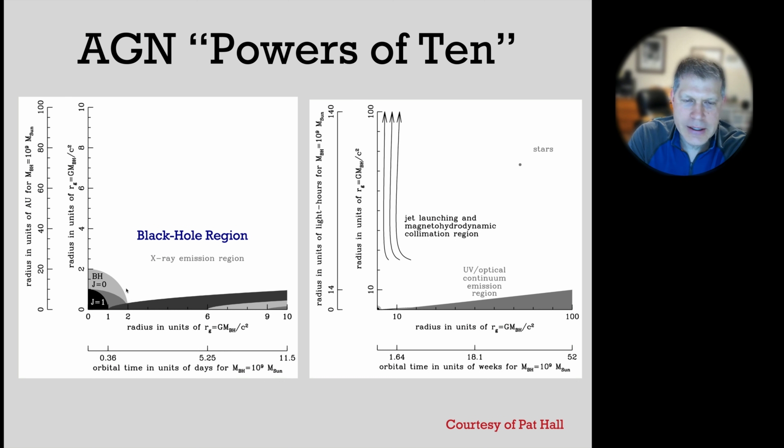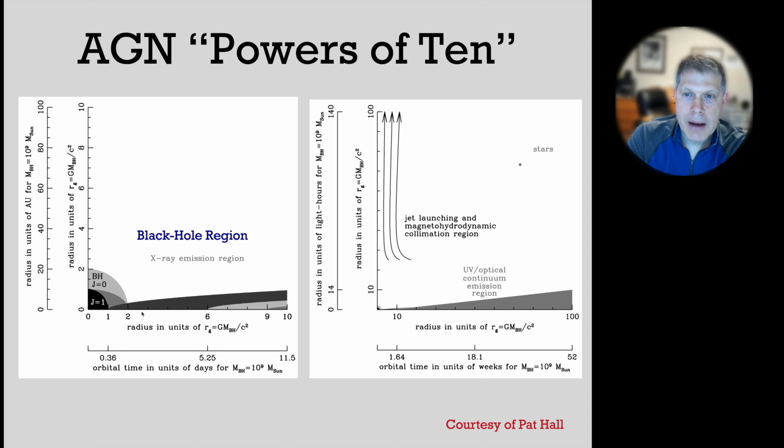And Pat has also very nicely here, I'll just point out, shown different spin cases of black holes, and each one with the corresponding shading has its corresponding innermost stable circular orbit shown. So again, for a non-spinning black hole, which goes out to 2 gravitational radii, the disk truncates at 6 gravitational radii, whereas for a maximally spinning black hole, the disk can extend all the way down to the event horizon, as shown with that shading there. Okay, so that's that scale.